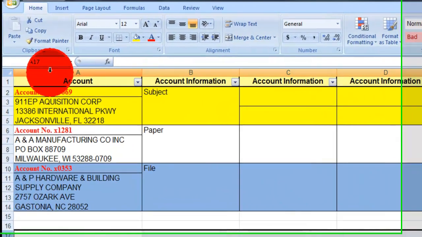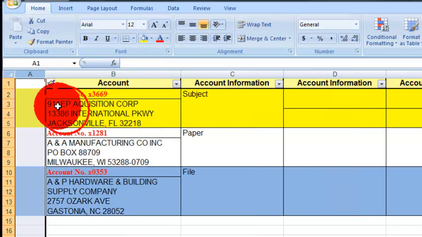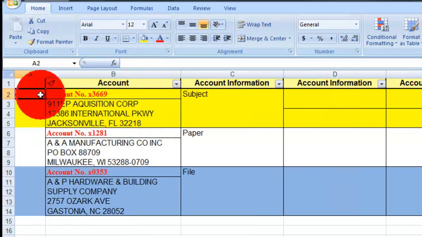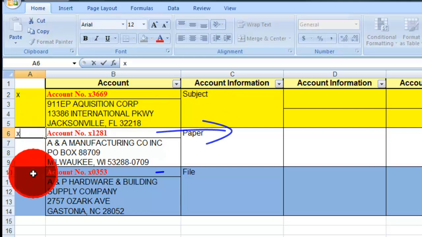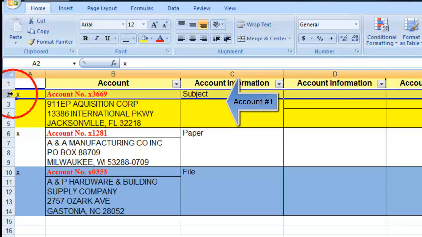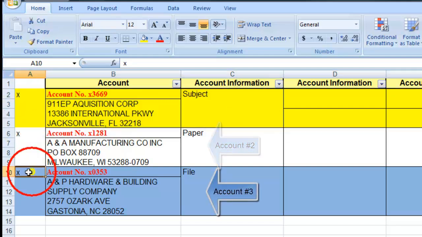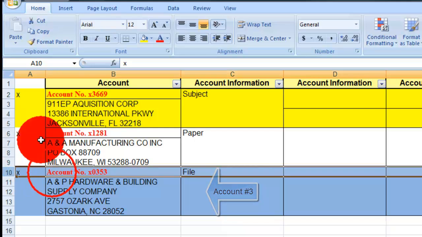So I'm going to insert a column to the left of column A, and mark X in column A when each account starts. So I'm going to mark X in row 2, row 6, as well as row 10. Row 2 is when account number 1 starts, row 6 is when account number 2 starts, and row 10 is when account number 3 starts.